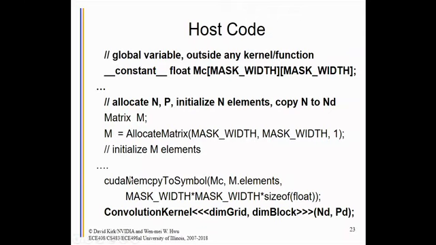So you will see cudaMemcpyToSymbol, and the source is going to be the M elements, and the destination is going to be this MC array, and then the size is going to be the number of elements in that mask. So it's the mask width times the size of. So we're not copying the metadata. We're taking just the elements and copying all the elements into the constant memory variable that will be visible to all the kernels in the GPU, using this cudaMemcpyToSymbol.